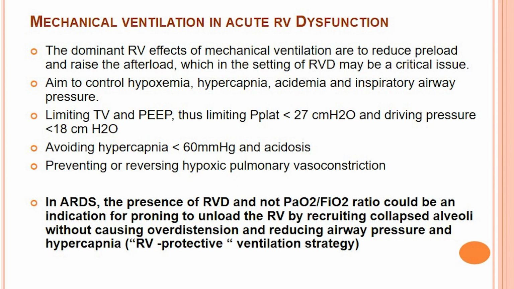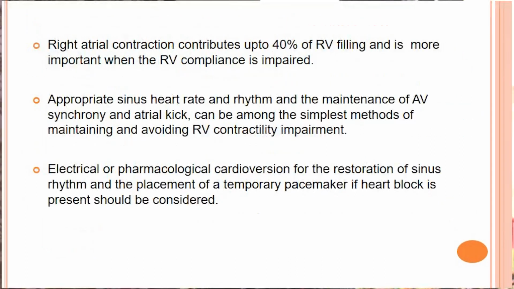vasoconstriction. So in ARDS, the presence of RV dysfunction and not the PF ratio could be an indication for proning to unload the RV by recruiting collapsed alveoli without causing overdistension and reducing airway pressure and hypercapnia, what is called the RV protective ventilation strategy. And one more thing we need to keep in mind is about the arrhythmias which occur in patients of right ventricular dysfunction.